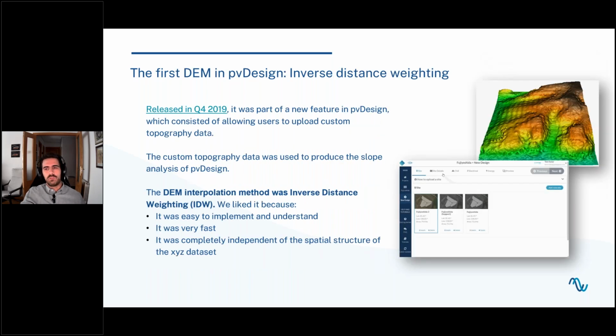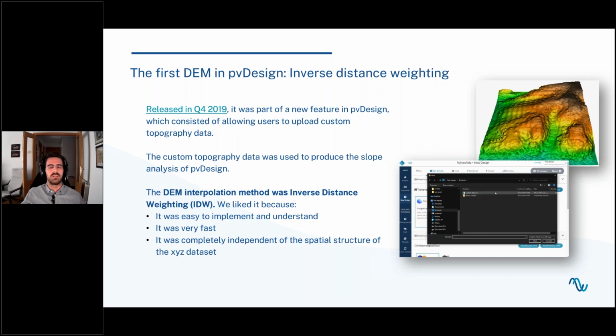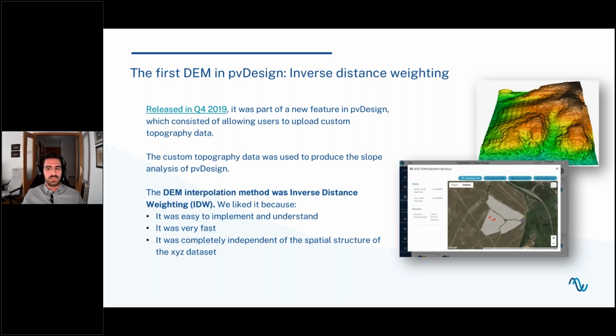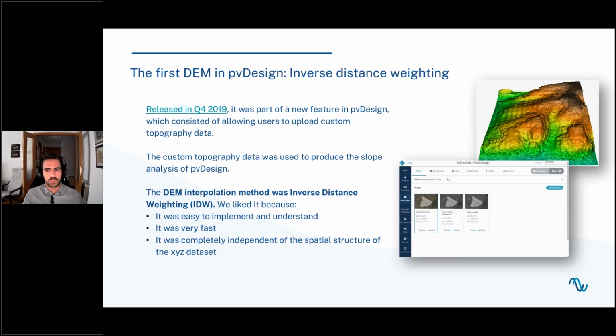So the first digital elevation model that we implemented in pvDesign was inverse distance weighting. This is a very simple calculation involving a weighted average, which I will explain later. And this was the first one we implemented because it was easy to implement and to understand. It was very fast. It has a really good performance. And of course, it doesn't matter what the dataset structure is. So it can be anything from a grid to an arbitrary cloud distribution to contour lines, whatever, it doesn't matter.